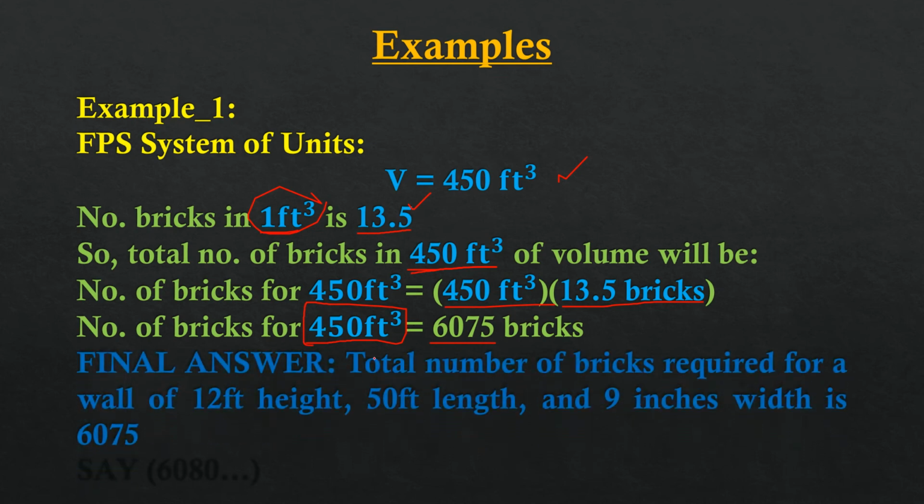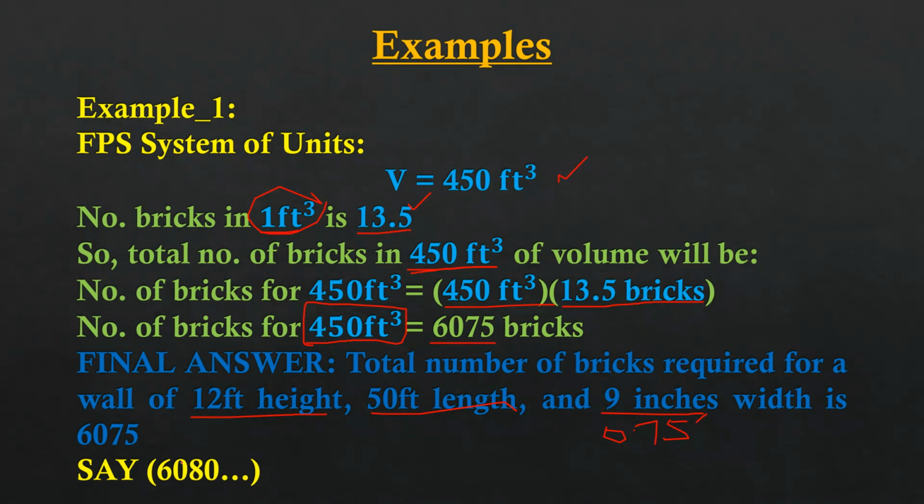So the final answer is the total number of bricks required for a wall of 12 feet height, 15 feet length and 9 inches, which means 0.75 feet, width is 6075 bricks. So we can say this as 6080 bricks. Total bricks required are 6080 for a wall which is 12 feet high, 15 feet in length and 9 inches or 0.75 feet in width.